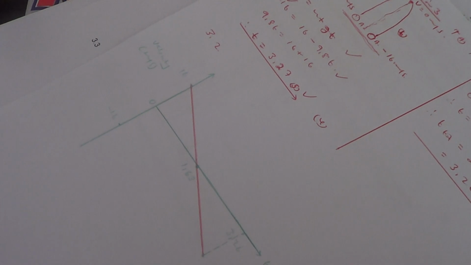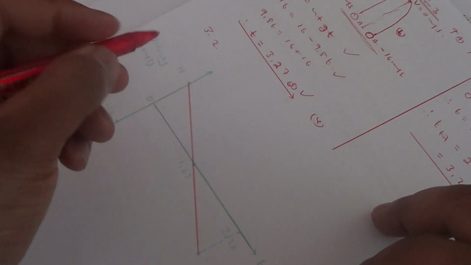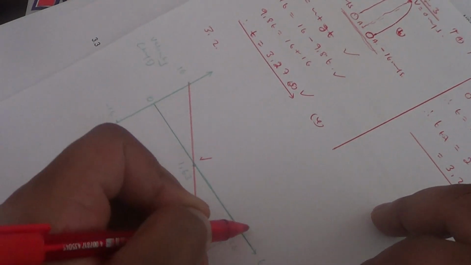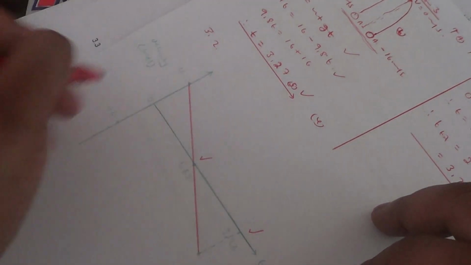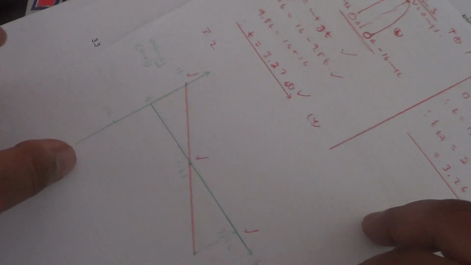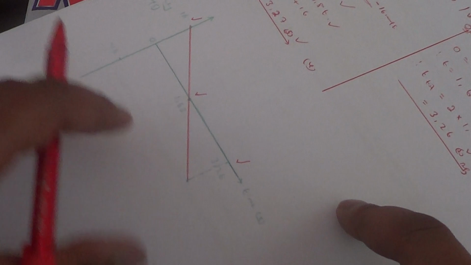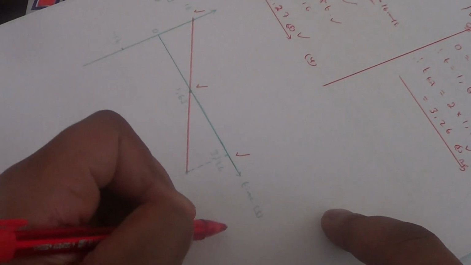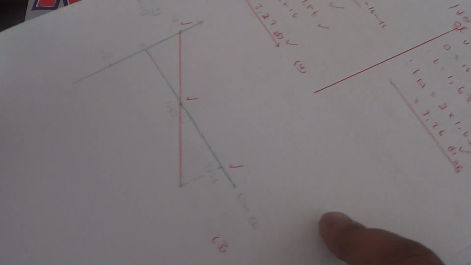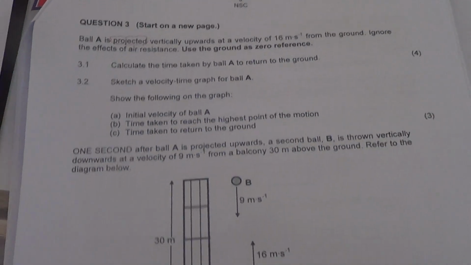Okay, so we've labeled it properly, so I suppose we have 4 marks there, because they wanted this and then the time to return to the ground and the velocity with which it left the ground. Okay, so not a problem. So we have our 3 marks over there. Easy 7 marks. Okay, so now let's go.